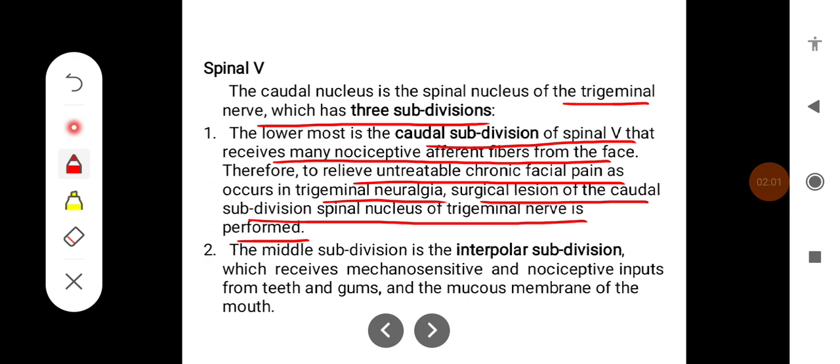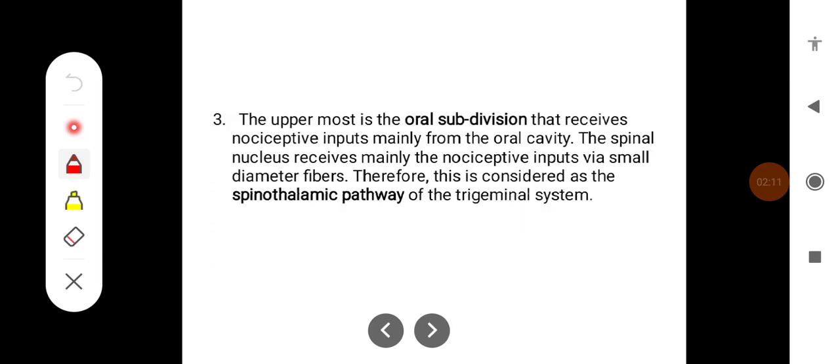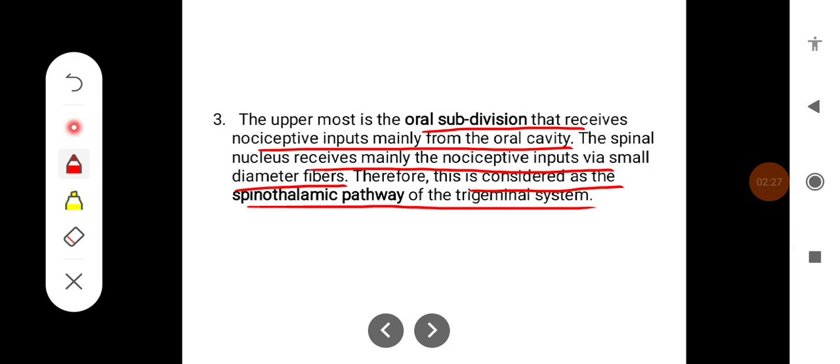The middle subdivision is interpolar subdivision, which receives mechanosensitive and nociceptive inputs from teeth and gums and the mucous membrane of the mouth. The uppermost is the oral subdivision that receives nociceptive inputs mainly from the oral cavity. The spinal nucleus receives mainly the nociceptive inputs via small diameter fibers. Therefore, this is considered as a spinothalamic pathway of trigeminal system.